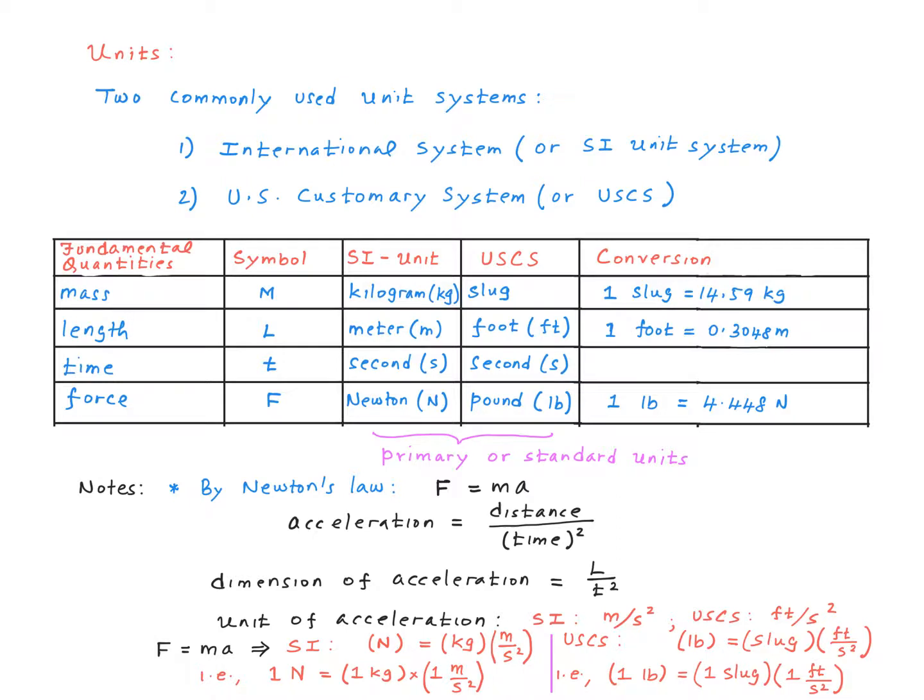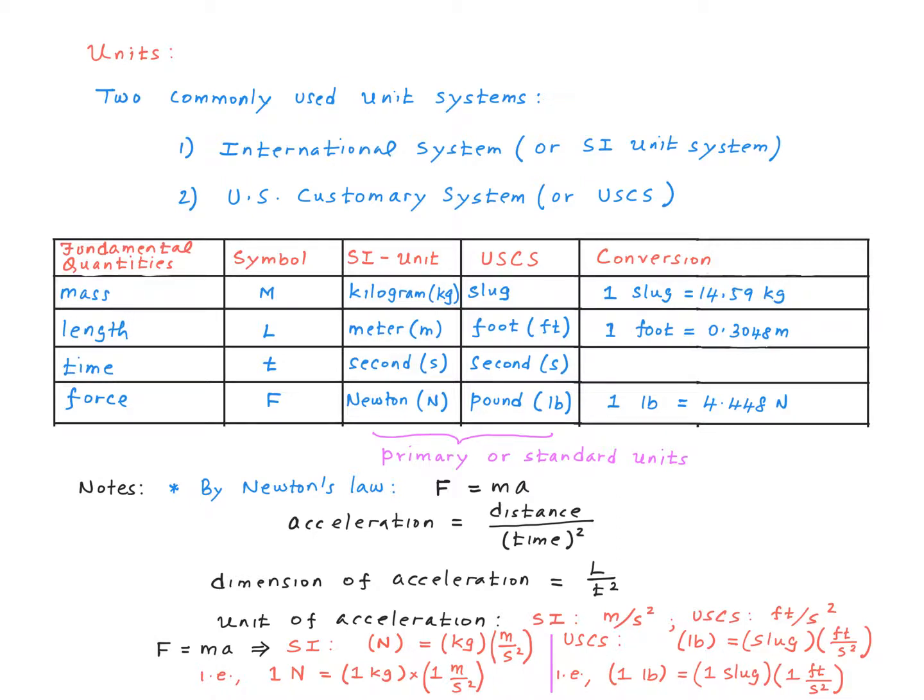Another way of saying that is that if I take 1 kilogram mass, right, I need to apply 1 Newton force to it in order to make that accelerate at 1 meter per second squared. Similarly, in the USCS system, if I express the mass in slug and acceleration in feet per second squared, the resulting force is what is called 1 pound. In other words, 1 pound equals 1 slug multiplied by 1 foot per second squared.